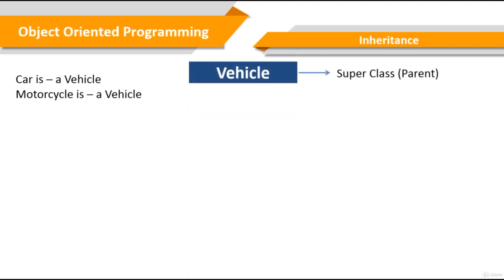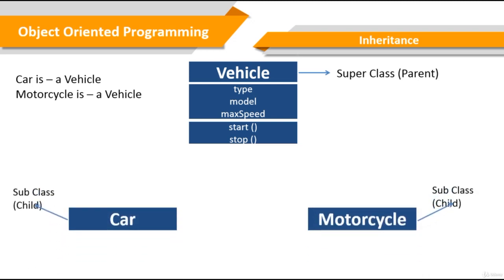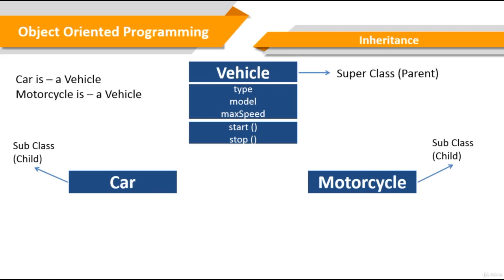So in our example, we have a superclass, Vehicle. All vehicles have a type, model, and max speed. Also, all vehicles can start and stop, right? So this is the base class. Also, we have two classes that are named Car and Motorcycle. So the Car and Motorcycle classes are subclasses of Vehicle.